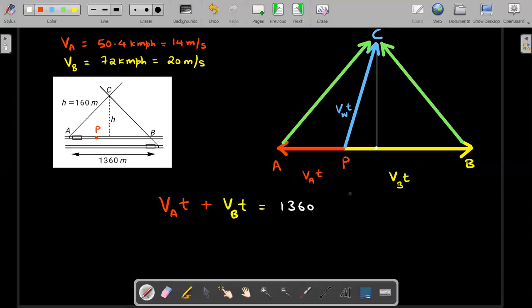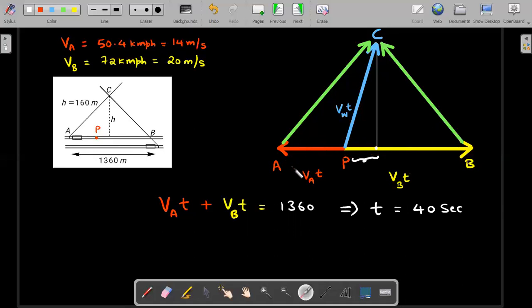You will end up getting, upon solving, immediately the value of T should be equal to 40 seconds. Okay, so once t is 40 seconds, you also know what this gap is, right? You carefully observe that gap in the triangle. That would be simply the subtraction of VB into T minus VA into T. That would be the value of this particular expression. Because you could see that this entire thing would be 1360.